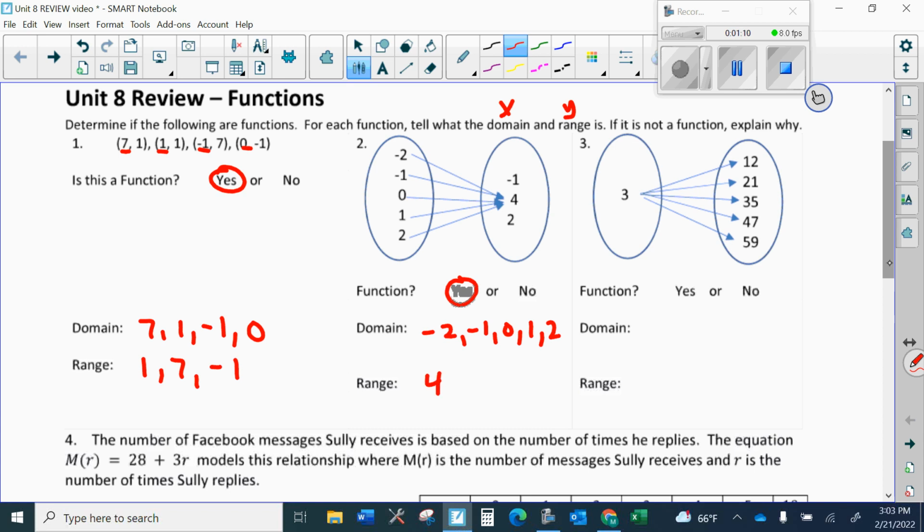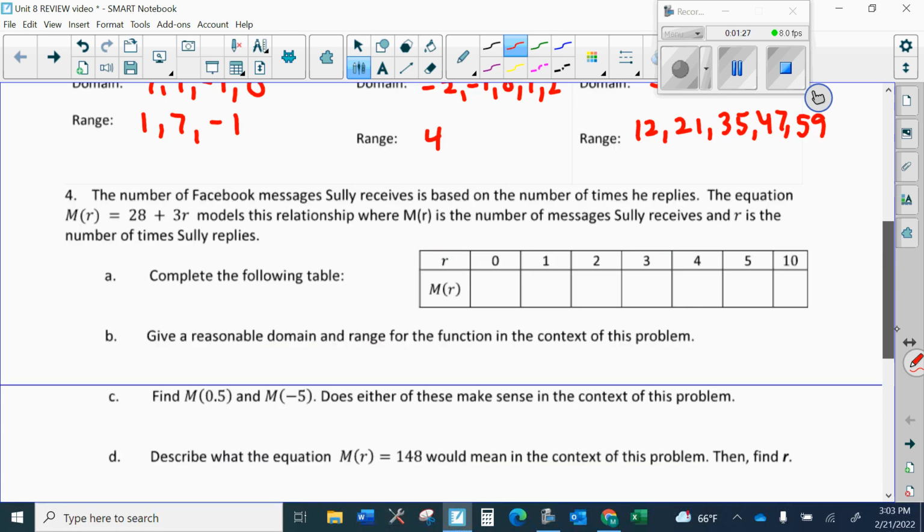Here, we have repeat x's, so it's not a function, because you have 3 going to 5 different numbers. So the domain is 3. The range is all those that it's pointing to.